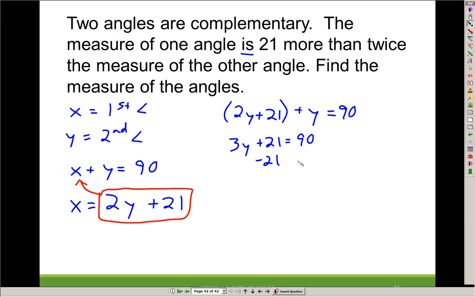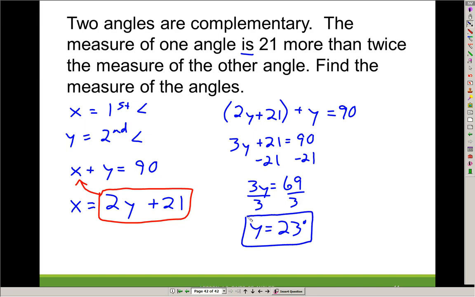Subtract 21. And 3Y is 69. And I can divide by 3. Y is 23. Well, hey, now I know one of the answers. Well, let's get the other one.